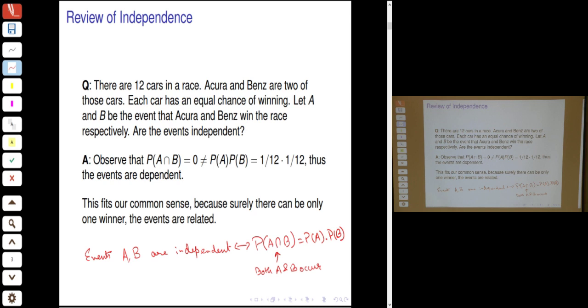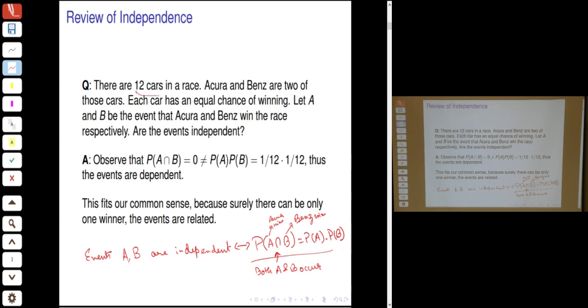So let us take an example. There are 12 cars in a race. Acura and Benz are two of those cars. Each car has an equal chance of winning. Let A and B be the events that Acura and Benz win the race respectively. So are the events independent? A is the event that Acura wins and B is the event that Benz wins. You have to check this equation in order to verify whether the two events are independent or not. So let us go about doing that.